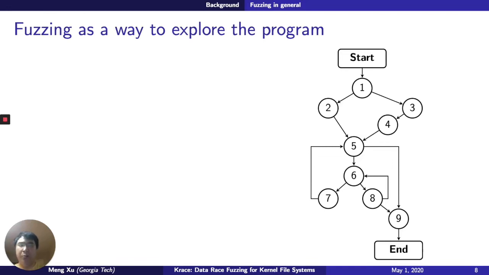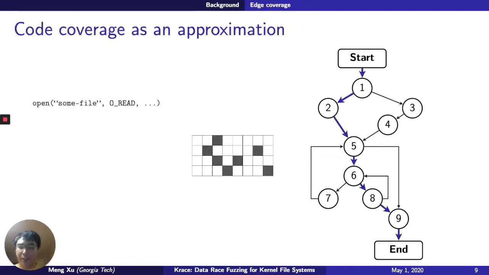Here is how it works with a control flow graph. Starting from an input, we send it to the program, and then we monitor at runtime which edges in the control flow graph are hit. We summarize the effect in something called a bitmap, which is highlighted here in the middle. After we run one seed, we tweak something in the input, and at this time we expect to explore a different set of edges in the control flow graph. Then we again summarize the results in the bitmap.